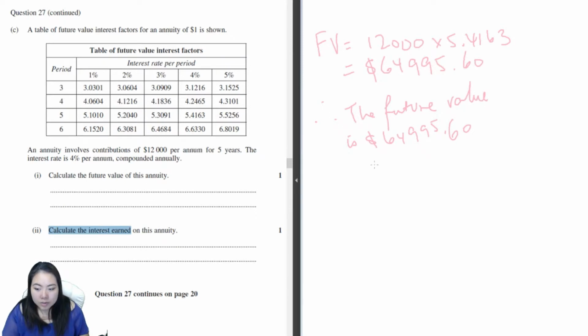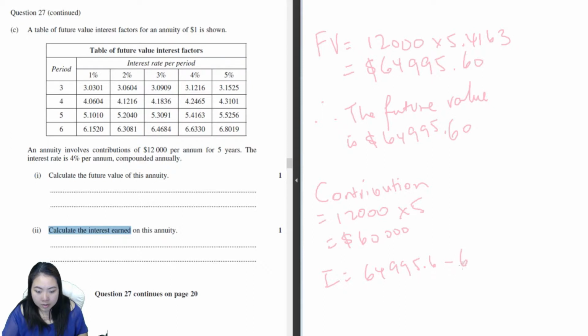Number 2, calculate the interest earned on this annuity for 1 mark. The interest will just be what they earn on top of what they put in. This person is putting in $12,000 every year for 5 years. So let's try to figure out how much they put in first. So contribution equals 12,000 times 5, which is $60,000. So this person has put in $60,000. But at the end of the 5 years, they're getting that much. So to find the interest, we just take the difference.